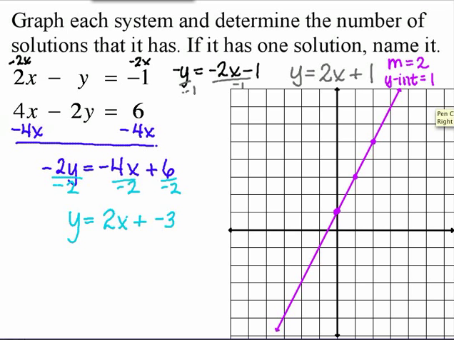What's my slope? 2. What's my y-intercept? Negative 3. So I'm going to put a dot at negative 3. And then I'm going to go up 2 over 1.